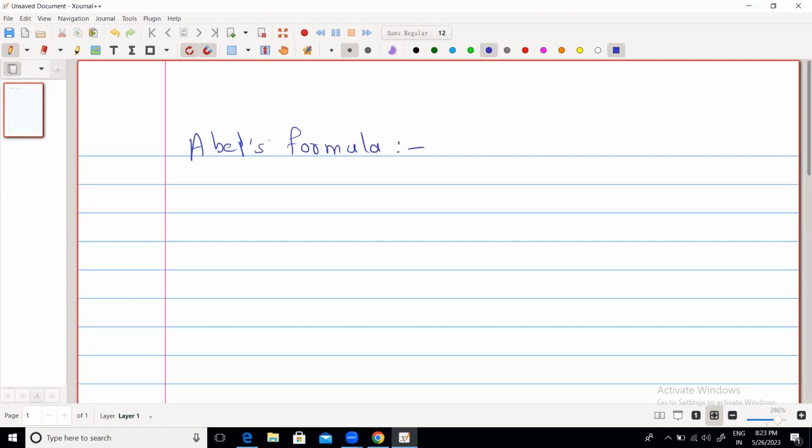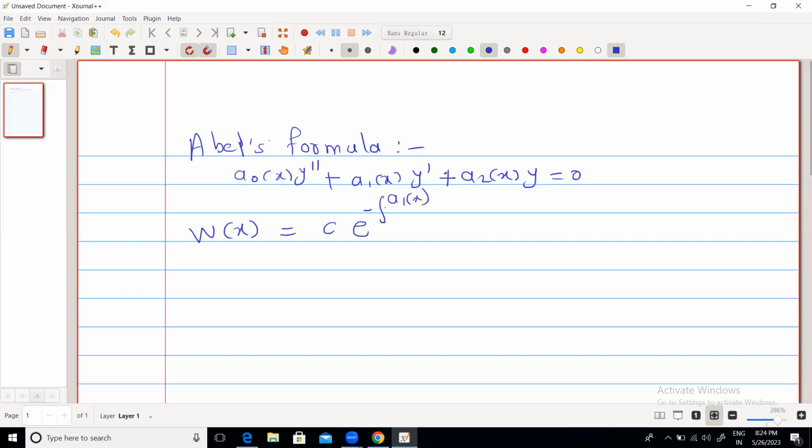So for this differential equation, a naught of x y double dash plus a1 of x y dash plus a2 of x y is equal to 0, the Wronskian is defined to be constant into e raised to minus integration of a1 of x divided by a naught of x dx. Okay, so this is the formula.